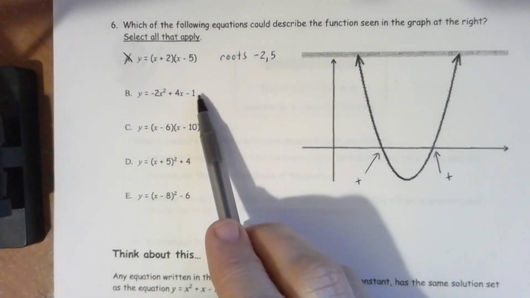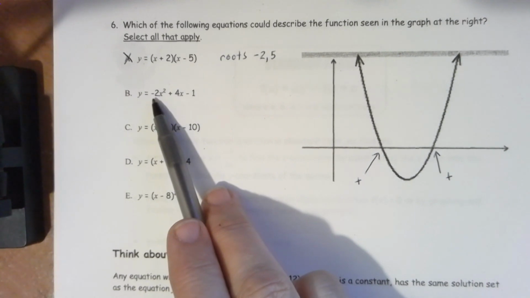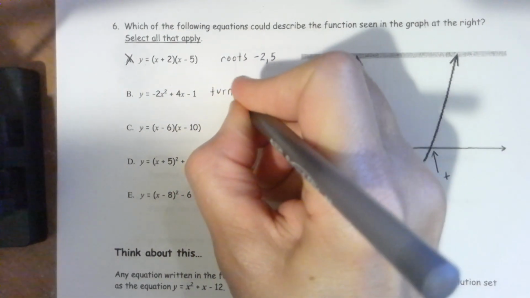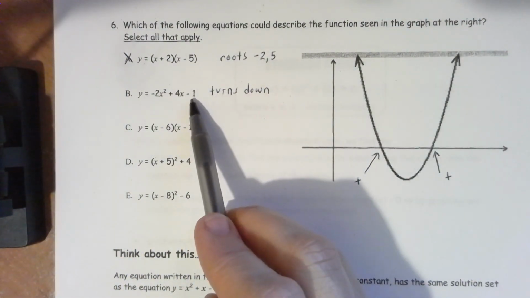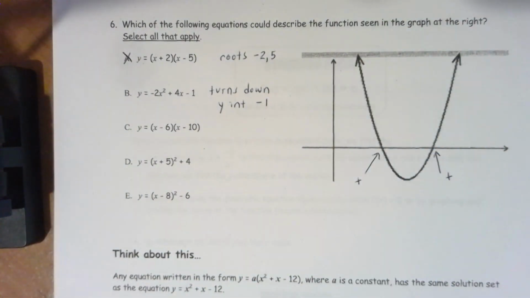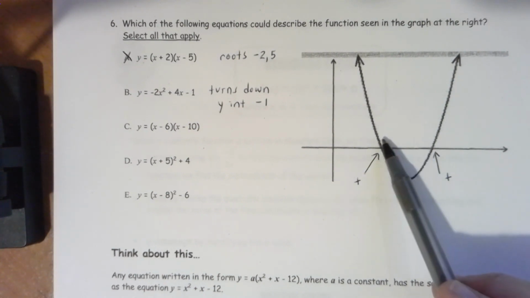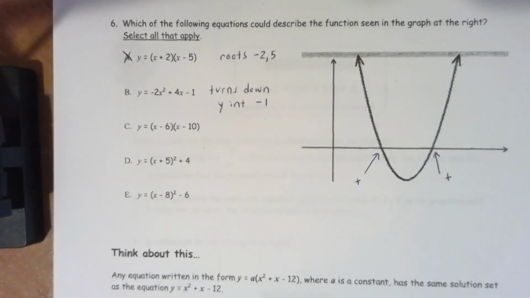Going to B, I recognize that this is in standard form. And standard form tells me two things. It tells me how the graph turns. So this graph is turning down. And it also is telling me that this graph is touching the y-axis at -1. The y-intercept is -1. So you could have rejected this equation for this graph based on either one of these.